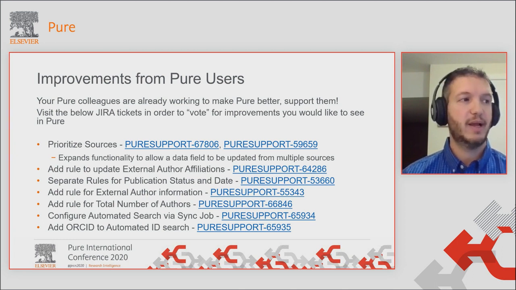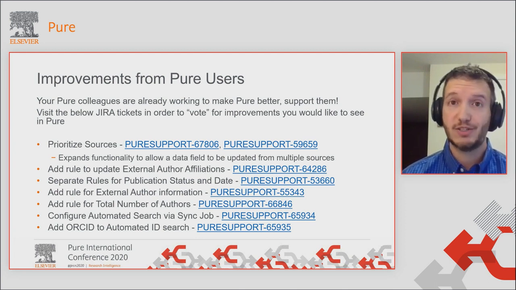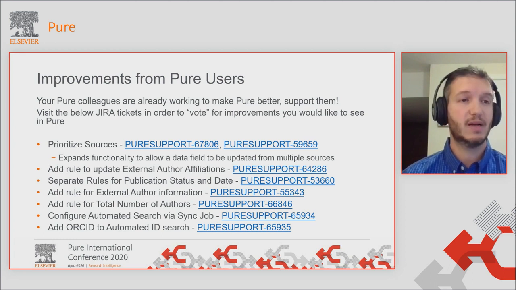Extra information from external authors as well, total number of authors, and the automated search via a sync job. So maybe we want to configure automated search as well using XML or some other method. And finally, we want to add ORCID to automated search IDs as it's becoming a more well-known and well-used ID. Again, these are all suggestions and updates to improve Pure that are available for you to vote for in Jira.